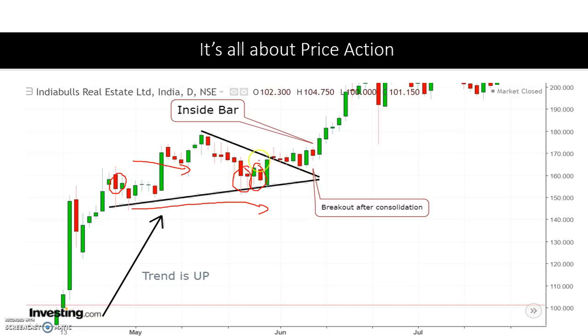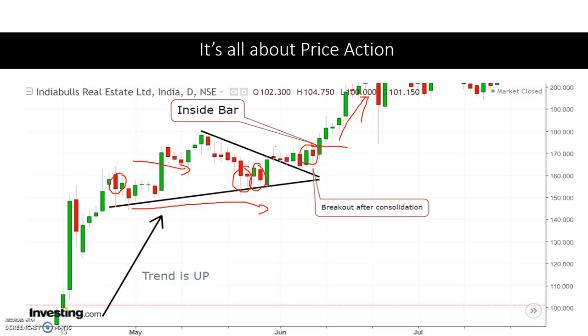Once we get a triangular breakout after a period of consolidation, and after this breakout, we see an inside bar. So once we get a breakout, there is a small consolidation which forms an inside bar, and you could see on the break of this inside bar, the trend resumes in upward direction. These are the locations where you should look for an inside bar: during a breakout, or near a support zone or near a resistance zone.